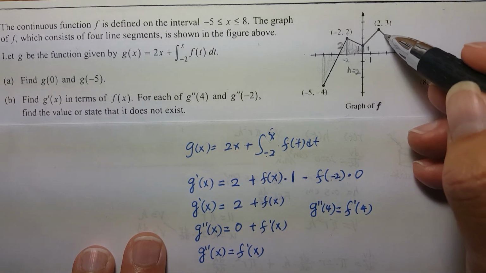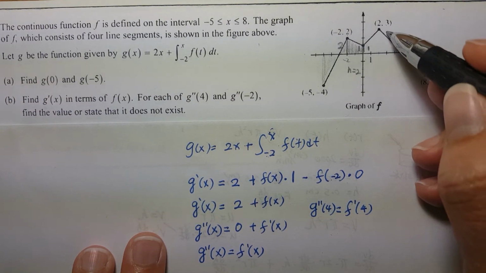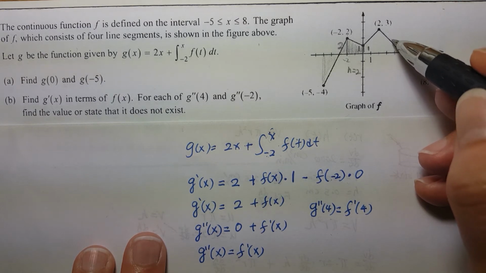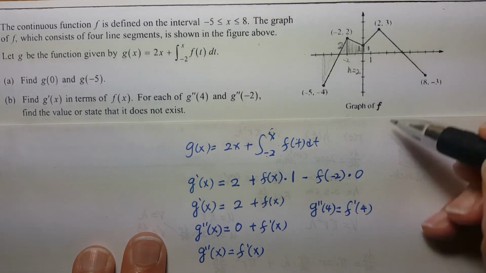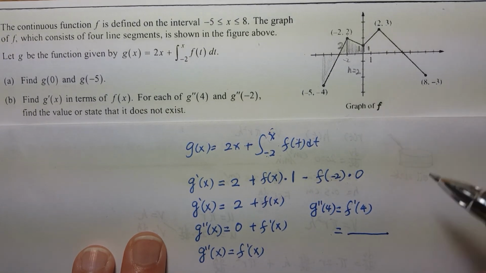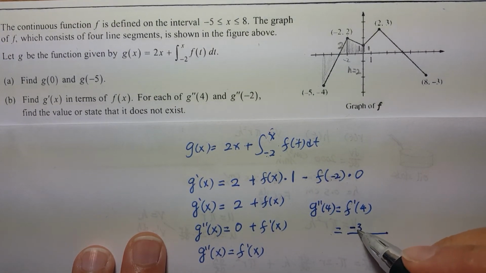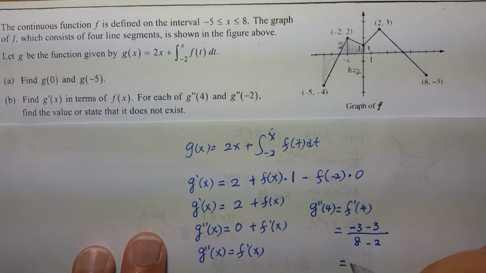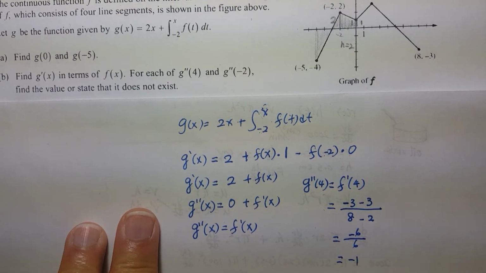So every point on this line segment has the same slope. So therefore, you are going to find the slope of the line segment, and then it will be equal to f prime of 4. So now we're going to use these two endpoints to calculate. So you get negative 3 minus 3 over 4 minus 2. So I simplify, I get negative 1. So g double prime of 4 is negative 1.